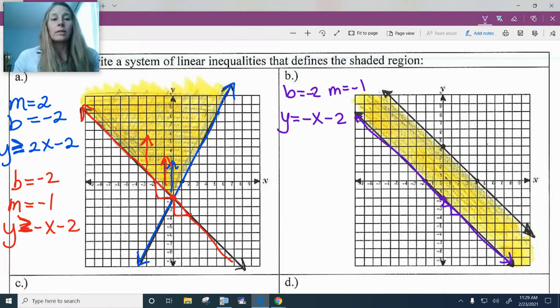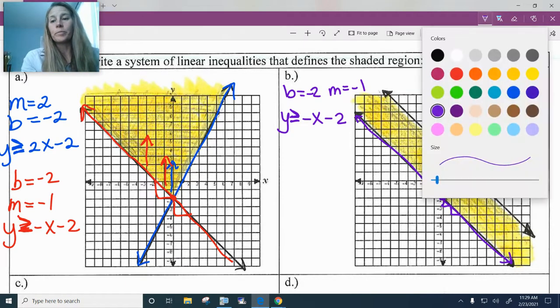Well, we have to check that. It's not an equal sign, right? Because there's shading, but the shading is going up the y-axis, which tells me y is greater than or equal to -x minus 2.